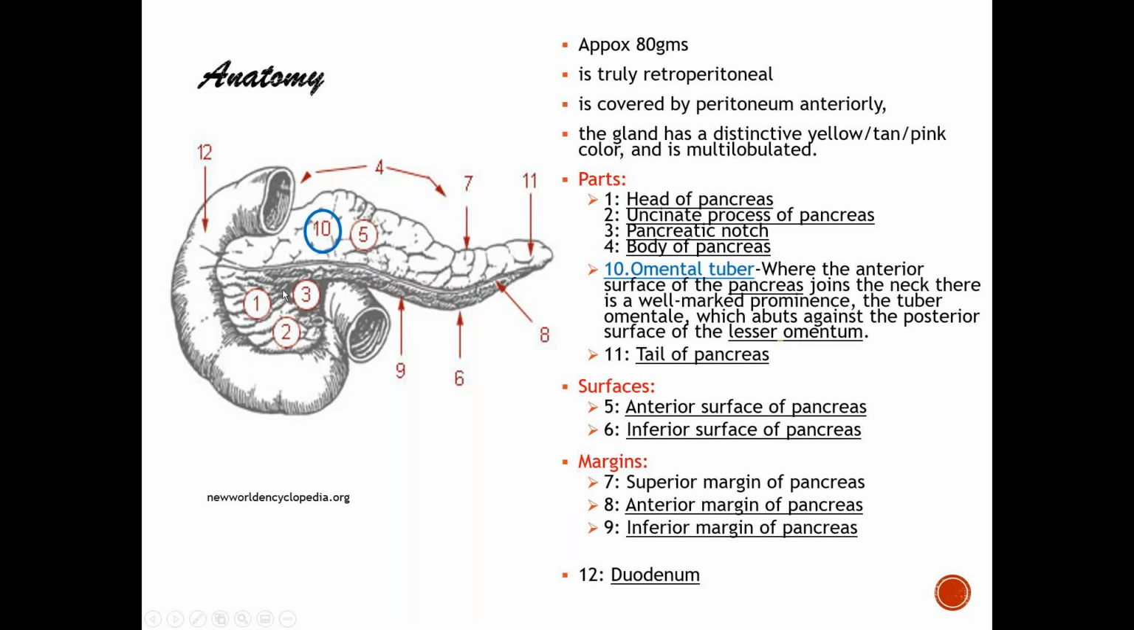Then come the surfaces. You got two surfaces, rather three surfaces: the anterior surface, the inferior surface, and the posterior surface. Posterior surface is the retroperitoneal surface, coming in contact with the retroperitoneal organs, and the anterior surface is the part which comes in contact with the posterior surface of the stomach, the lesser omentum, and part of the transverse colon, and so on. The margins: you got the superior margin labeled as number 7, the anterior margin labeled as number 8, and the inferior margin of the pancreas labeled as number 9. And here you got what is known as the duodenal sac. So this is basically the parts of the pancreas.